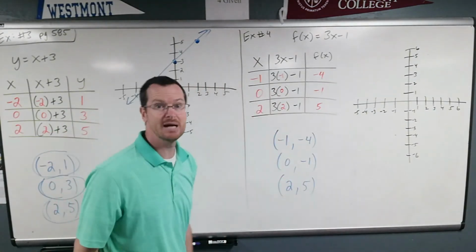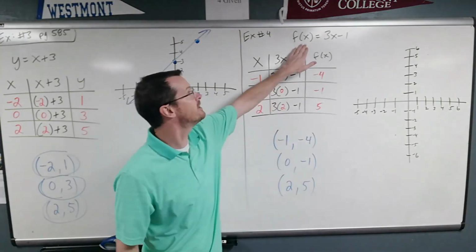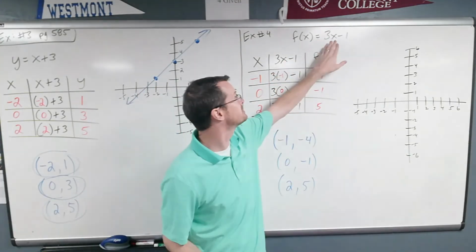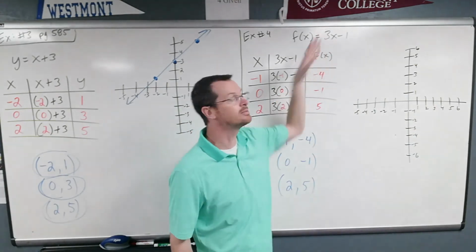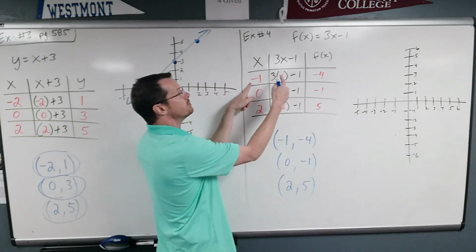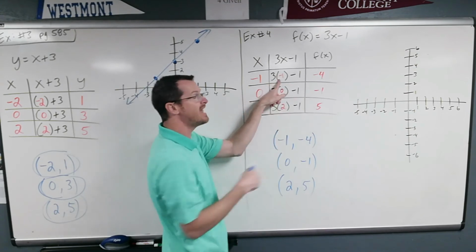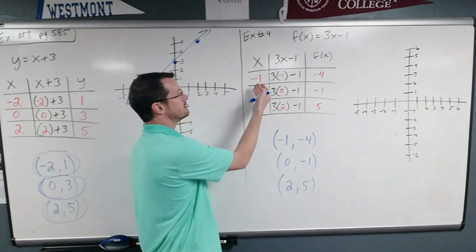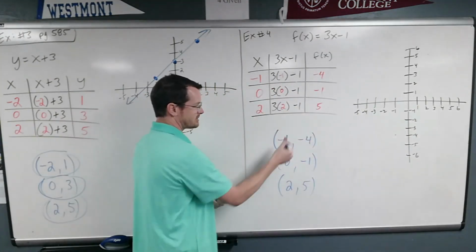Let's go ahead and look at example number 4. Same thing. You've got a function here, y equals or f of x equals. This time we're going to triple all of our x's, 3x, so 3 times our x's, and then subtract 1. So take a negative 1. 3 times a negative 1 is a negative 3. When you subtract 1 from that, you get a negative 4. That's the coordinate negative 1, negative 4.